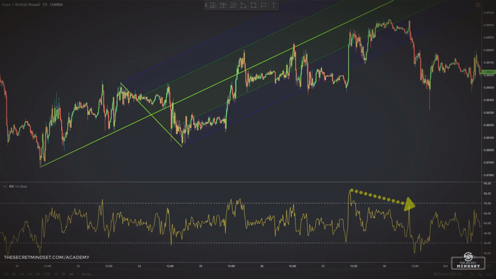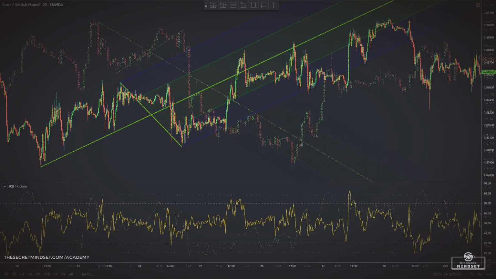In this first example, you can see how the bearish divergence was formed with price making a higher high, while the relative strength index was seen making a lower high. The price eventually broke down through the lower median line, following the price failure.